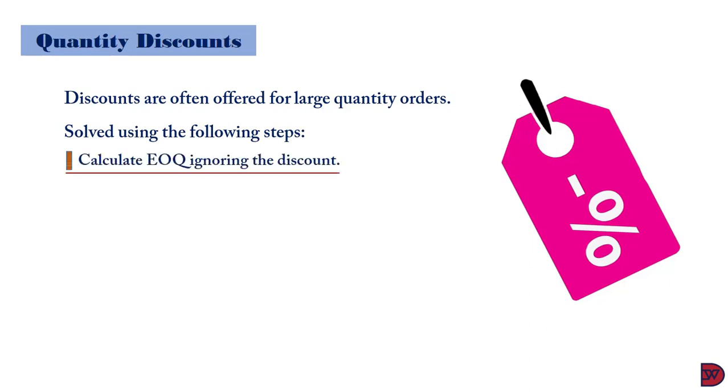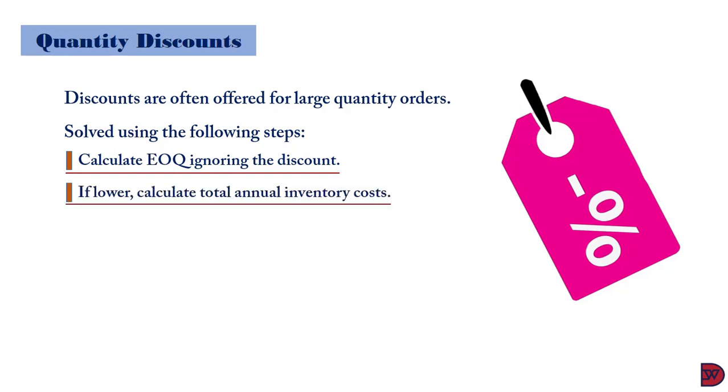One, we have to calculate the economic order quantity ignoring the discount, that is, using the original cost and the quantity as if there was no discount offered. Two, if the economic order quantity is below the quantity to enjoy a discount, we now have to calculate the total annual inventory cost. We just ignore the discount and go ahead with the economic order quantity.